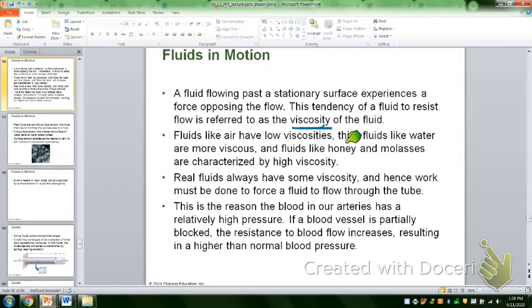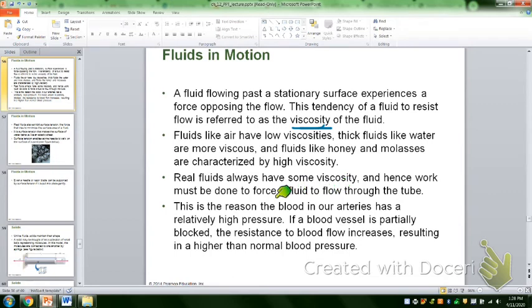But you think about things like honey and molasses. If you try to pour honey or molasses, they resist flow. They don't pour out as quickly as water does. You have to tip the jar upside down sometimes to even get it to come out. And so when something has a tendency to resist flow, we call that having a high viscosity. Real fluids always have some viscosity, and hence work must be done to force that fluid to flow through the tube.